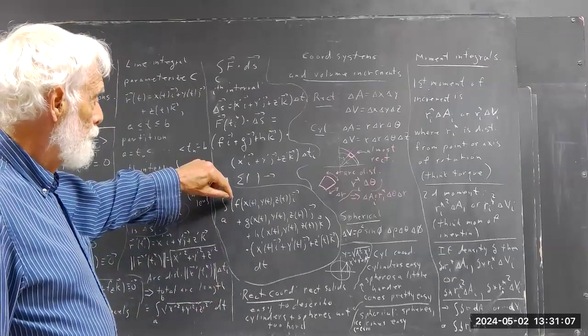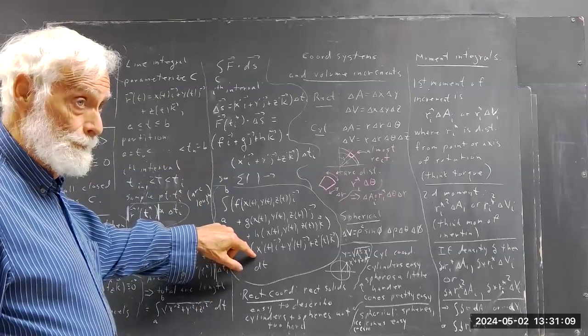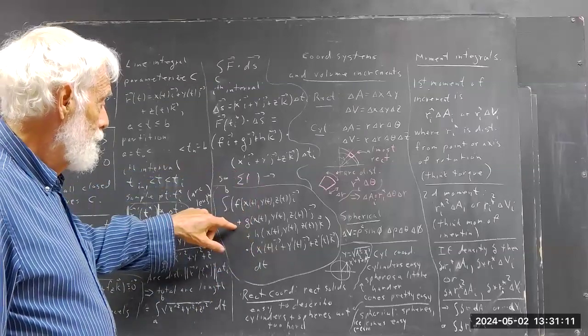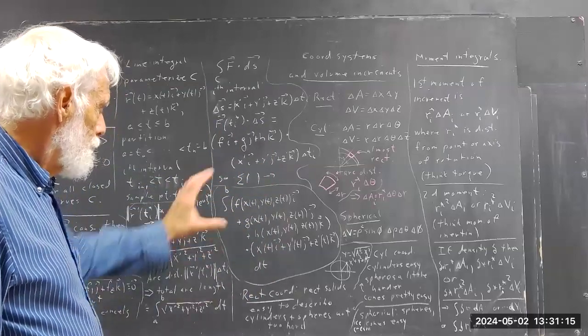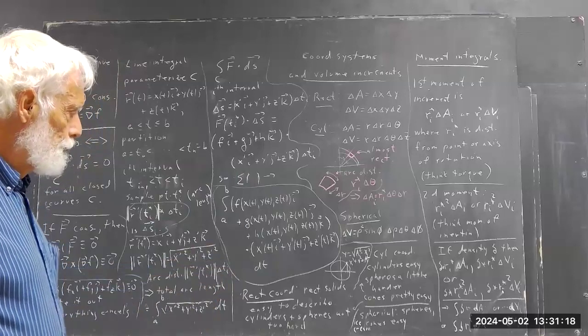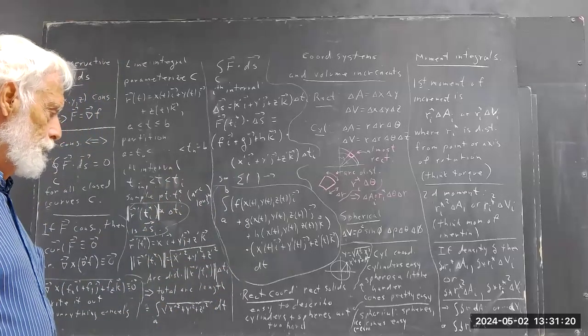So you basically just get your F function times your X prime, and your Y function, which would be your G of T function times your Y. Try to interpret that geometrically, it's very illustrative.